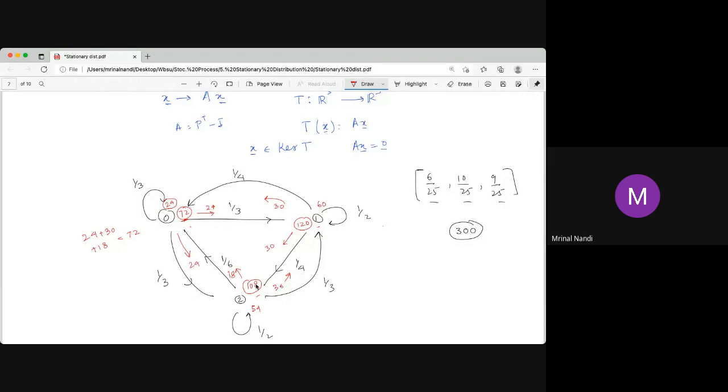If you start with any other balls with 0, 1, 2, after a long run, after a large value of n, the number of balls with these 3 will be like a constant. It changed slightly, because if it is 72, 120, 108, then it will be exactly that. If it is not that, say 72.05, 120.05 and 107.9, then it will slightly change towards the actual number of the stationary distribution. This is the basic idea of the stationary distribution.